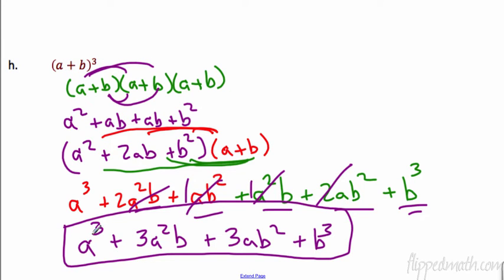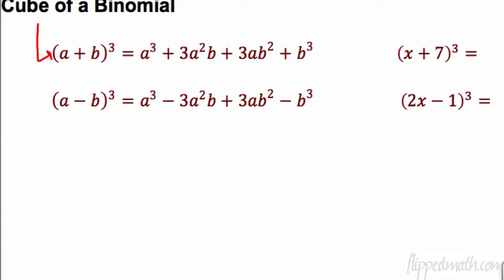We got a to the third plus 3a squared b plus 3ab squared plus b to the third. Are you going to have to memorize this? No, I'll give you the rule here. But look what we have now. A to the third plus 3a squared b plus 3ab squared plus b to the third. So this is proof that you actually get these rules. I mean, we worked it out earlier, so we should be good to go. Let's do the first example, then you can do the next example.